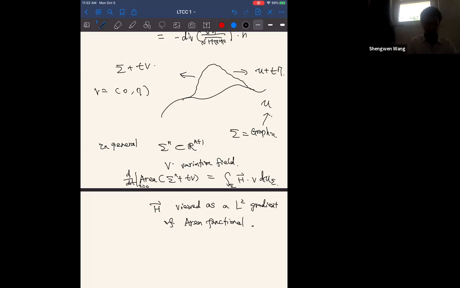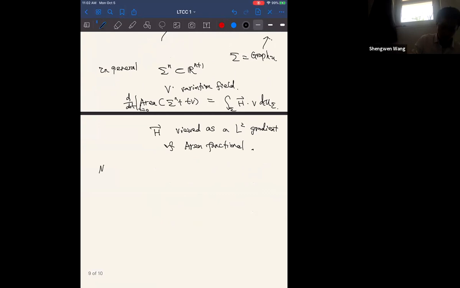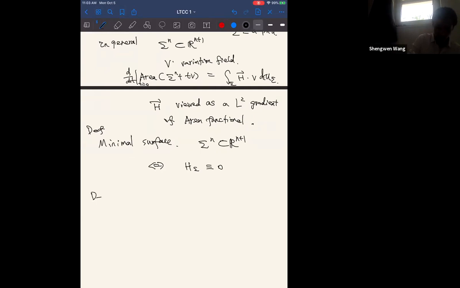And then with the mean curvature, we can define the mean curvature flow and minimal surface. So let's first define minimal surface. These are surfaces such that if the mean curvature is zero, you call it a minimal surface. A minimal surface if and only if the mean curvature is equal to zero. And mean curvature flow, just as the name says, you're flowing in the direction of mean curvature. So the velocity at each time should be equal to the mean curvature vector field.